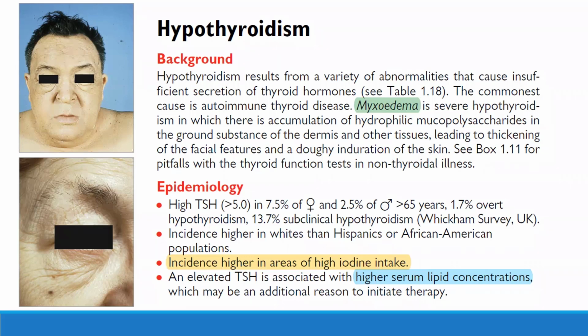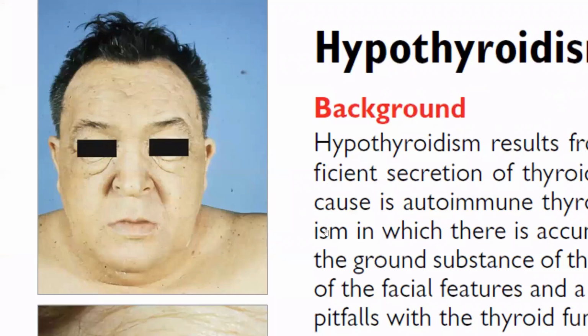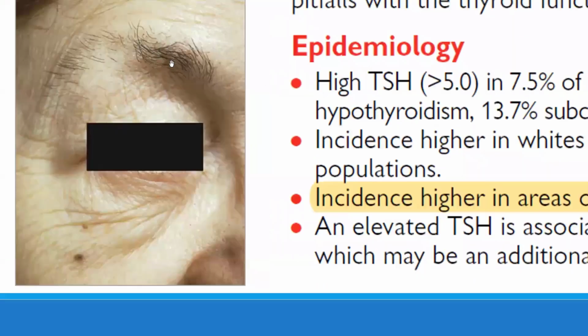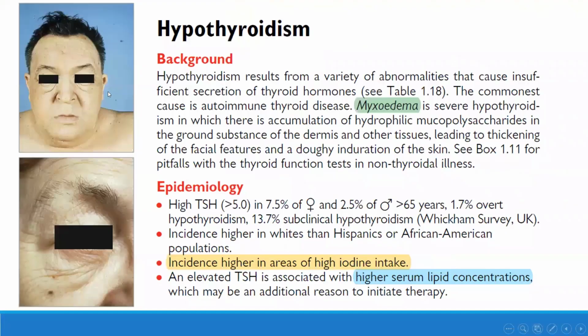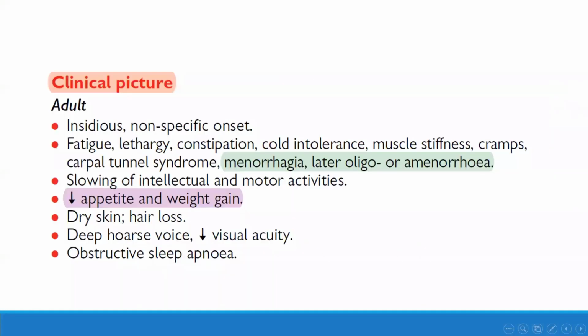Elevated TSH is associated with dyslipidemia, higher serum lipid concentration, and once the patient is treated by levothyroxine, dyslipidemia is improved. And this is the typical feature of a patient presented with hypothyroidism. And also, if we focus on this image, the outer third of the eyebrow, the dry skin, and the eye puffiness. We see a lot of patients like this, and you diagnose the hypothyroidism once you see the patient.